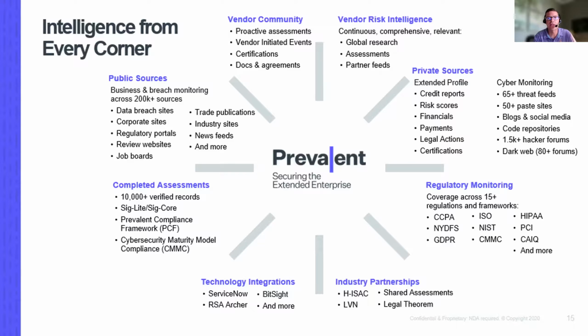What differentiates us is how we collect information and all the different sources we collect it from. This starburst, if you will, is just a sampling of the different data sources we use to bring information into the system to help you understand where your biggest risks are and how to quantify and communicate those. Everything from the vendor community to crowdsourcing to private sources that we license information from, regulatory monitoring that we keep updated in the system, industry partnerships, integrations to systems you're probably already using, completed assessments in our library, and finally public sources like OSINT information that we collect as well.